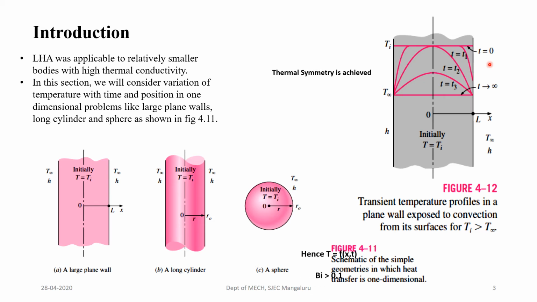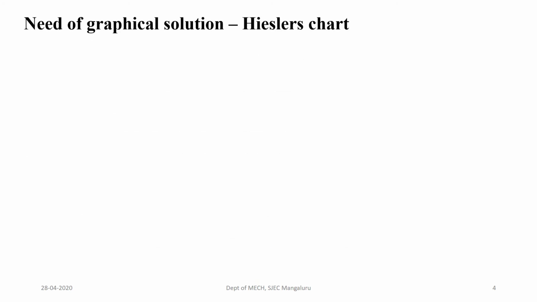Okay, so thermal symmetry is achieved, hence temperature is a function of both x comma t, and the Biot number is greater than 0.1. Okay, this is a very important observation. This graph you have to remember. Now let us further proceed to how to solve such cases or such problems where temperature is a function of both space and time.